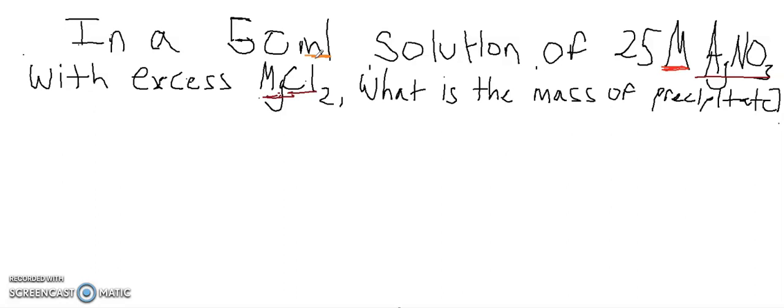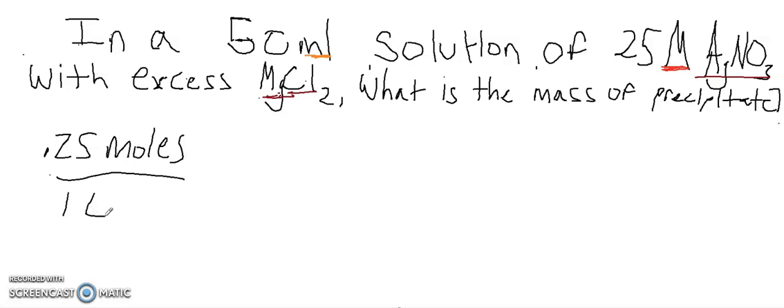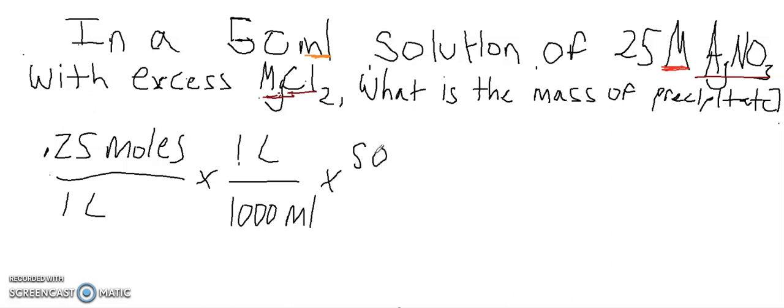So let's start with the molarity. So we have 0.25 moles over 1 liter. We also are given that we have 50 milliliters, so we have to convert that to liters. So in 1 liter, we have 1,000 milliliters. And since we were given 50 milliliters, now we've converted it properly.